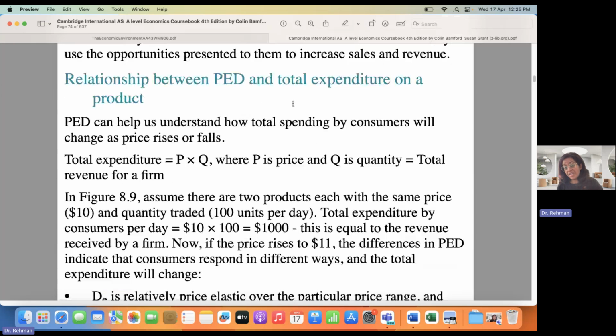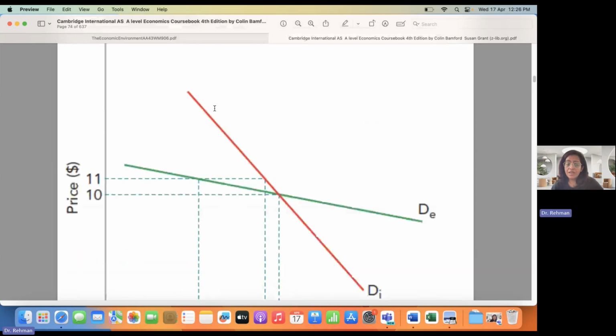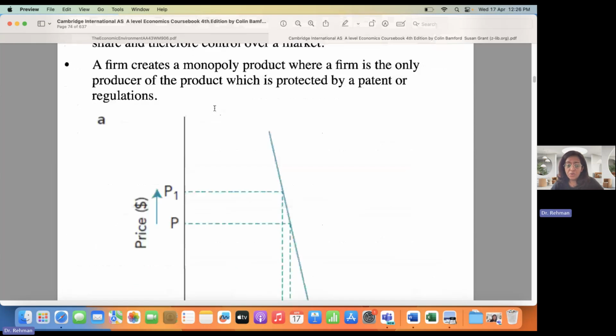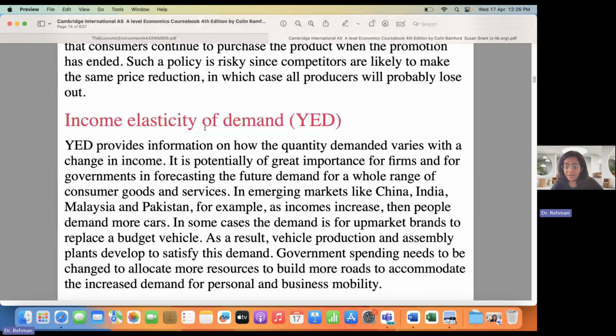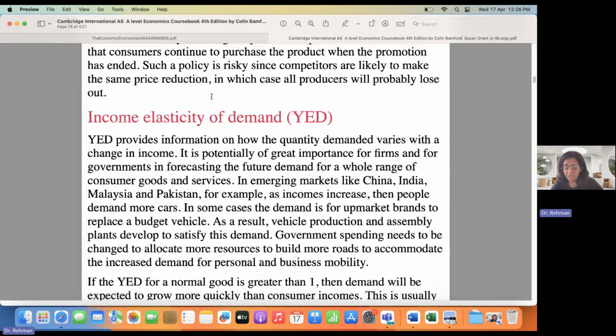Now, the relationship between PED and total expenditure on a product. As an individual, if your demand is extremely inelastic, for example, habit-forming products like cigarettes and alcohol, it doesn't matter how much the price is increasing, you will still buy it. You will end up spending more on it if the prices increase. So the total expenditure of individuals increases on those products which are price inelastic. Okay. Now, I want you people to go through this entire content. It's a beautiful paragraph. It's a lot of information given here, very self-explanatory.